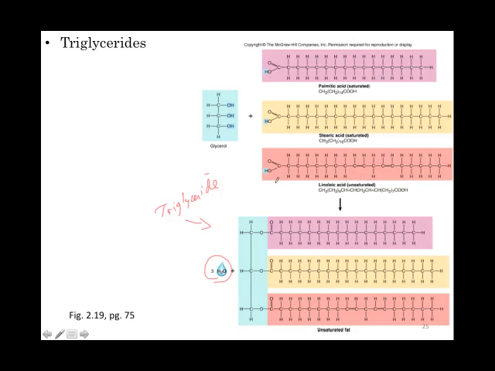Alright, so different fatty acids have different functions. If we look at triglycerides, triglycerides have a variety of different functions. Number one, energy storage. These are what are stored in our adipose tissue. They provide thermal insulation. They allow for shock absorption.